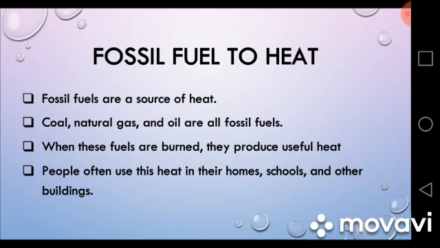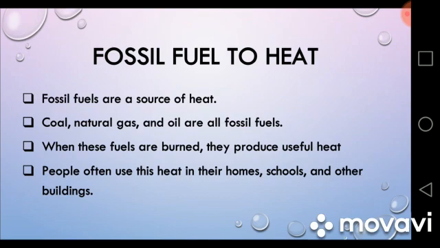Fossil fuels to heat. What are the fossil fuels? The coal, the natural gas, the oil that you use to run your cars and your automobiles are the fossil fuels. These are the natural fuels which are formed when something is buried inside the earth. After millions of years, it transforms into fossil fuels. When we burn these fossil fuels, they are transformed into heat.